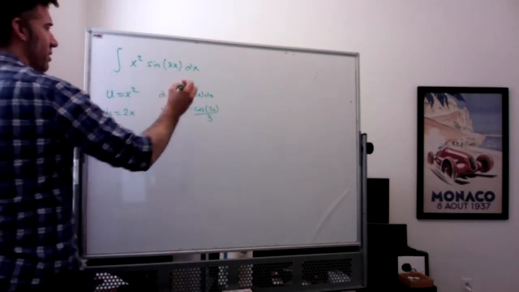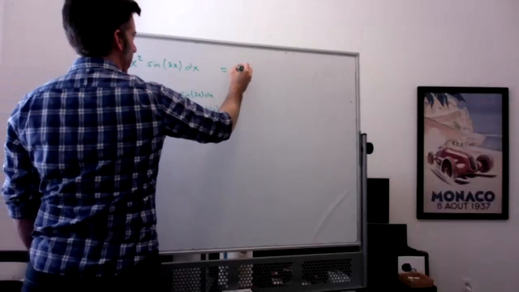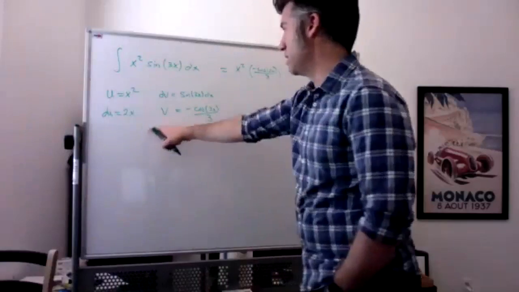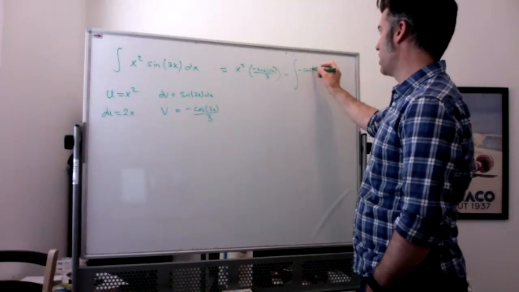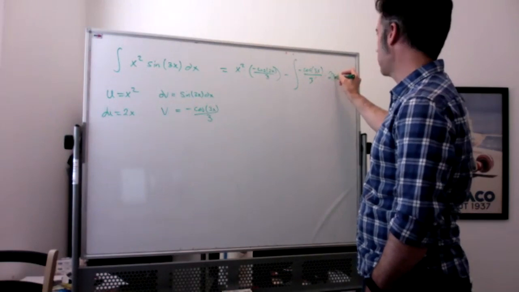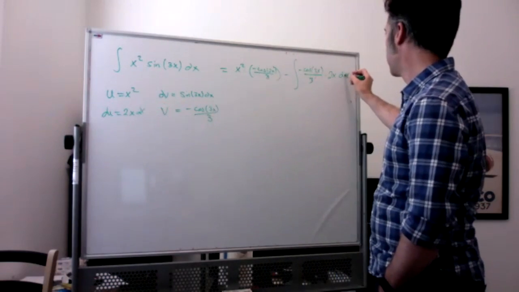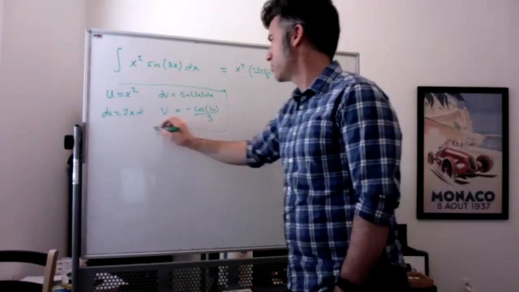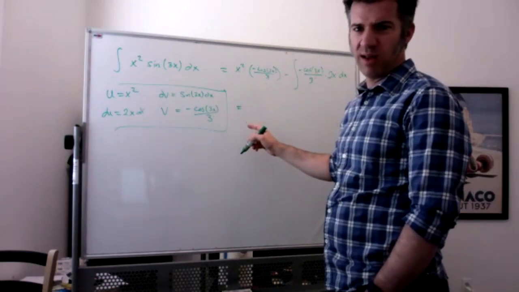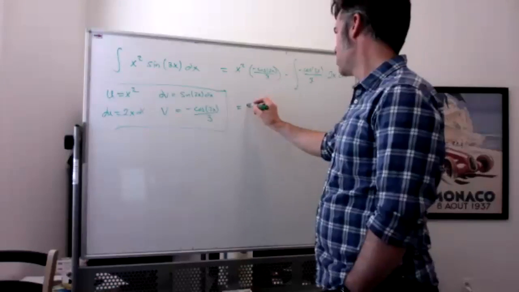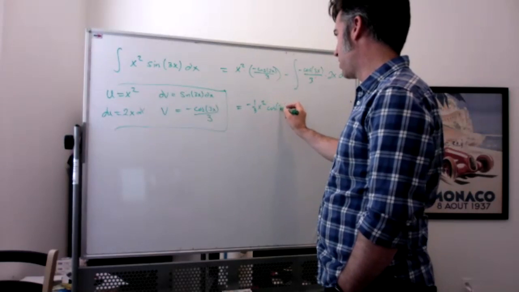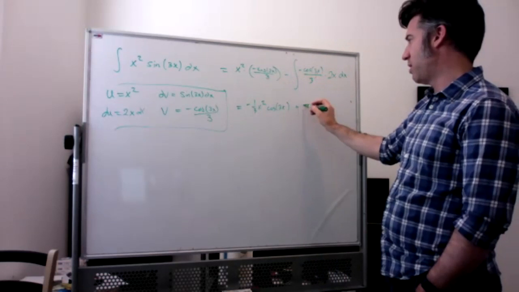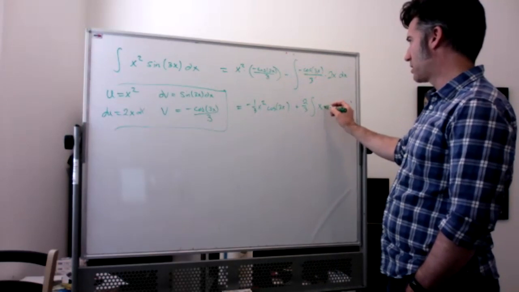Okay. So then this is going to equal u times v, so x squared times negative cosine of 3x over 3, minus the integral of v du, which is the integral of negative cosine of 3x all over 3 times 2x dx. I forgot the dx here. Now, I personally think you want to simplify this a little bit before you move on. This is going to equal negative 1/3 x squared times cosine of 3x. That's not really the part I'm concerned about. What I'm concerned about is the negative 2/3. Write this as positive 2/3 integral of x times cosine of 3x.